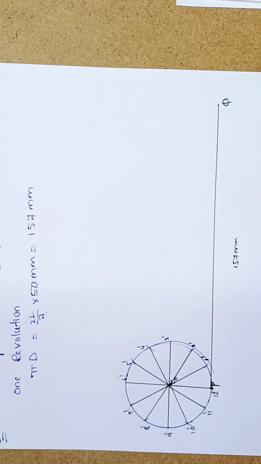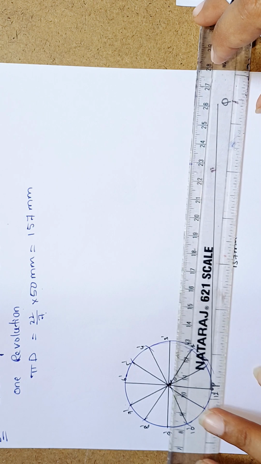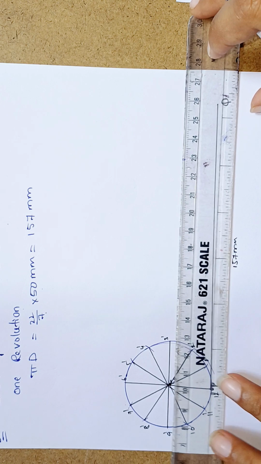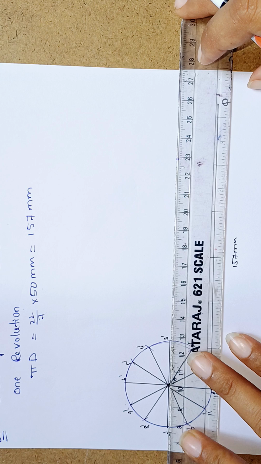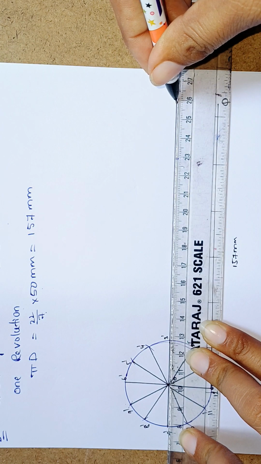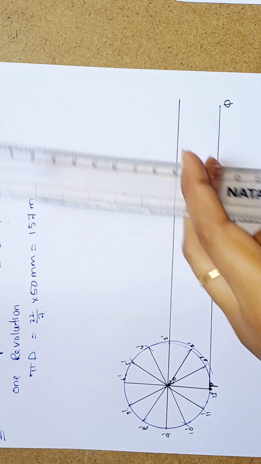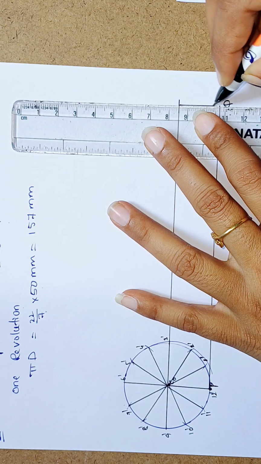Now draw a line from the center with the same distance of 157. Draw a straight line of 157, and draw a rectangle box of PQ.